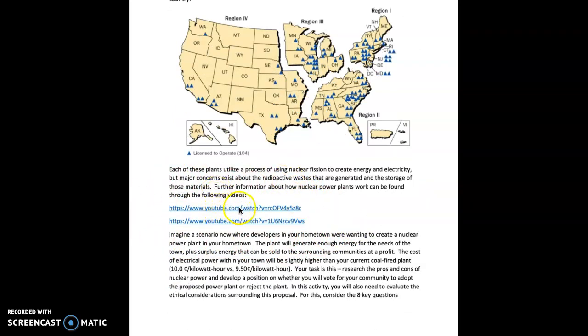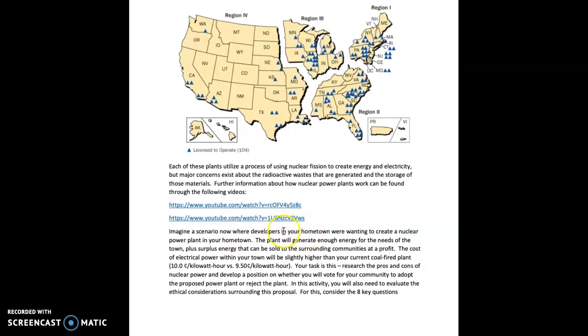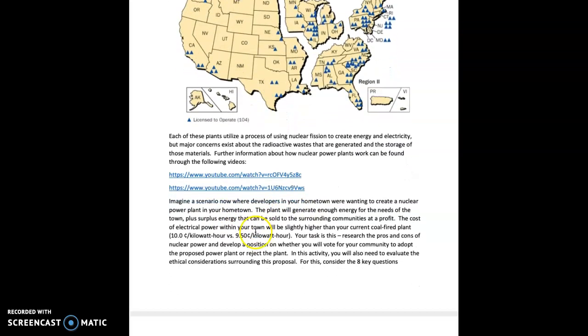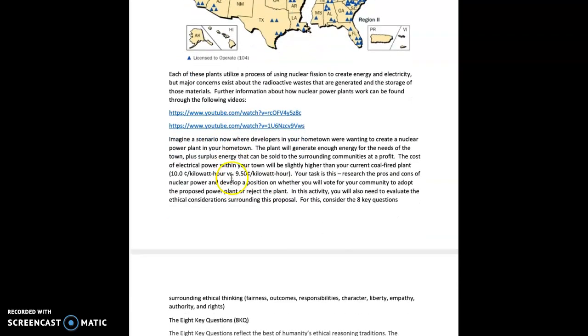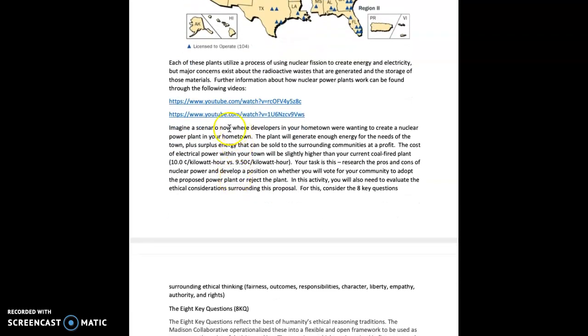Now, if you're in a PDF, these are clickable. You could click on either one of these. It'll take you to a link in YouTube. I'll also post these videos in YouTube and let you know what's going on. And you can access those from my page.